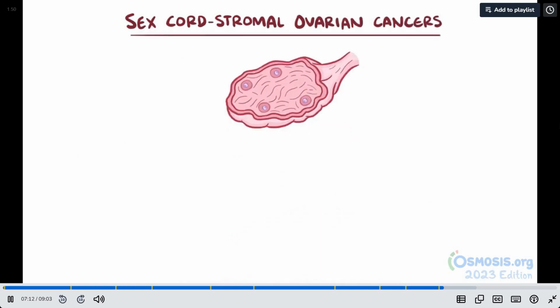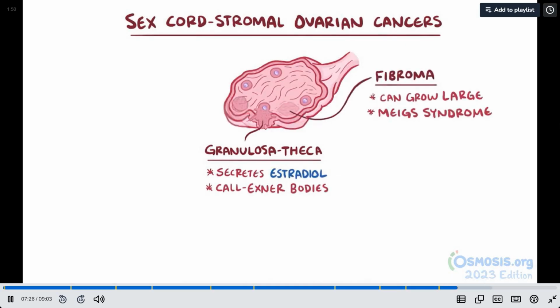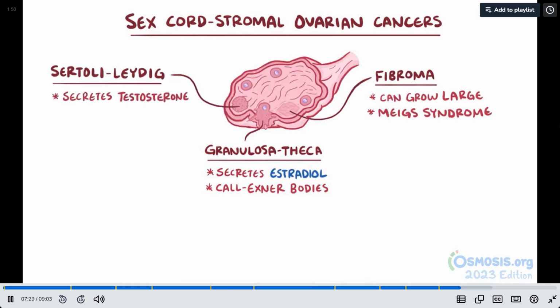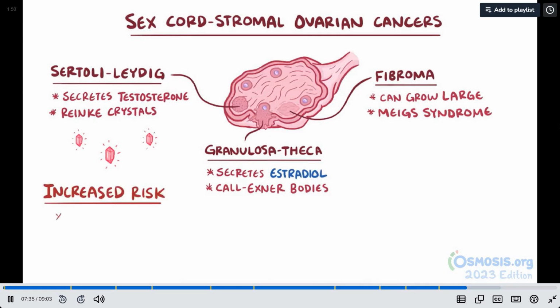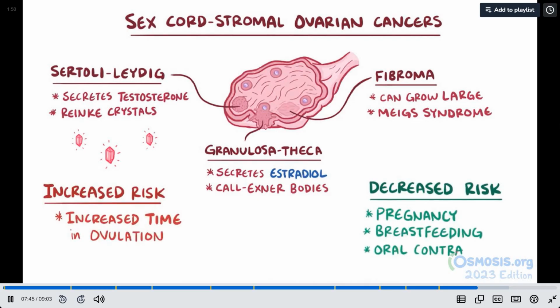Alright, as a quick recap, sex cord stromal ovarian cancers originate from connective tissue in the ovary. Granulosa theca cell tumors can secrete excess estradiol, as well as develop Call-Exner bodies. Fibromas can become large and are associated with Meigs syndrome, and Sertoli-Leydig cell tumors can secrete excess testosterone and develop Reinke crystals. Increased risk for developing ovarian cancers is associated with increased cumulative amount of time a woman spends in ovulation, and therefore decreased risk is associated with pregnancy, breastfeeding, and oral contraceptives.